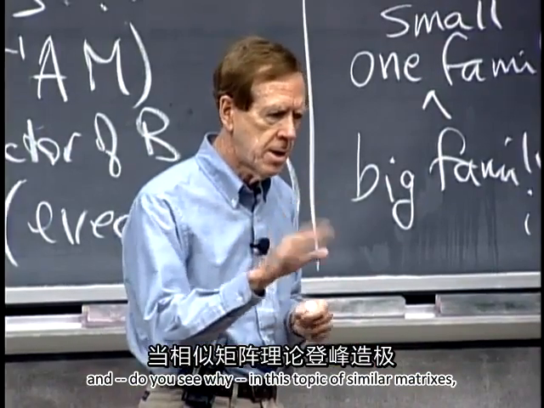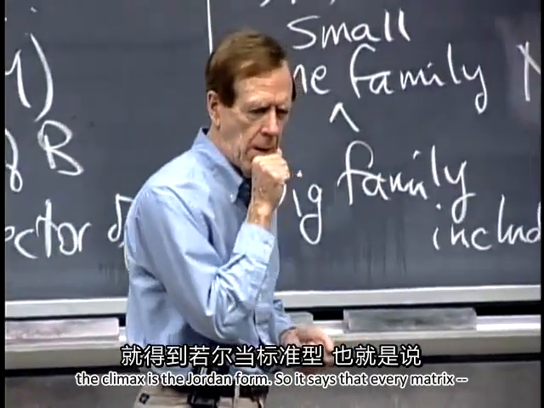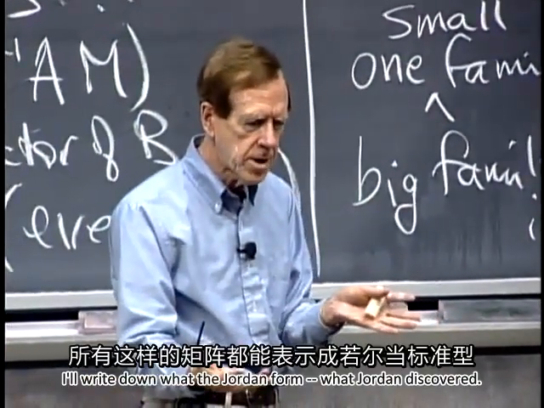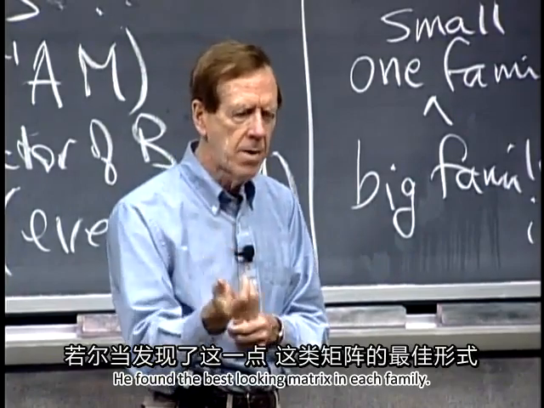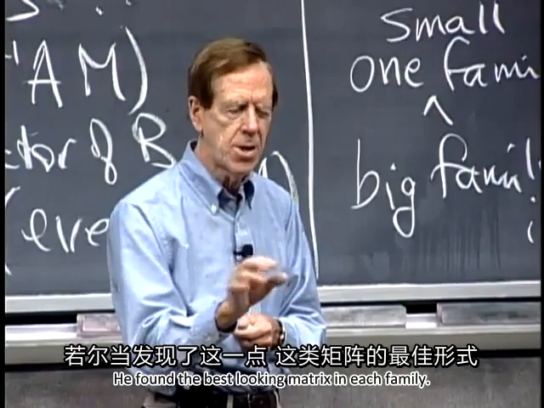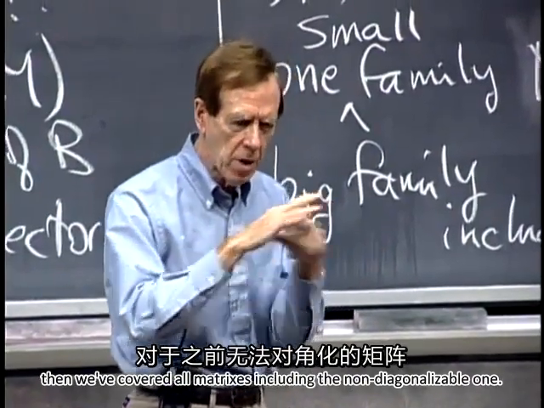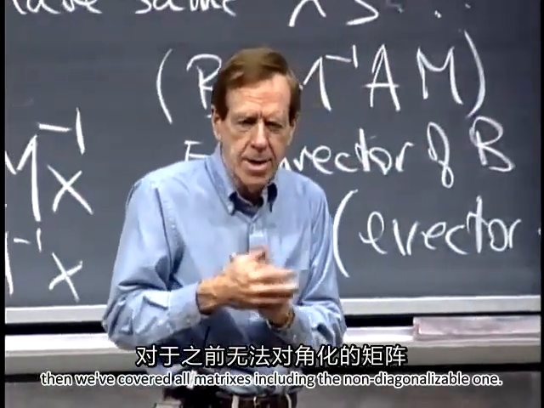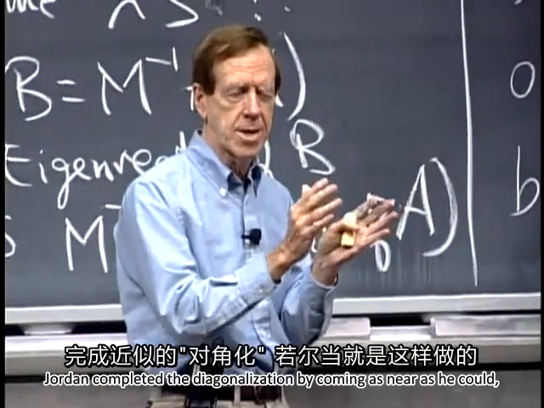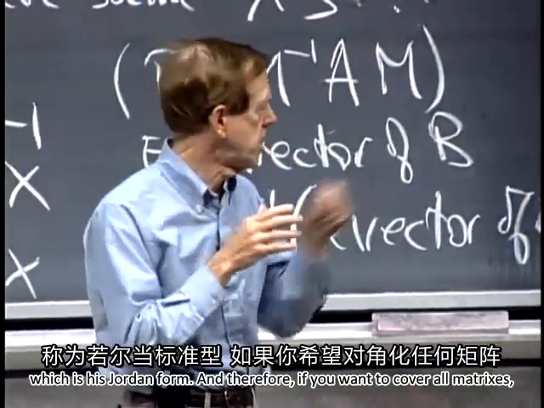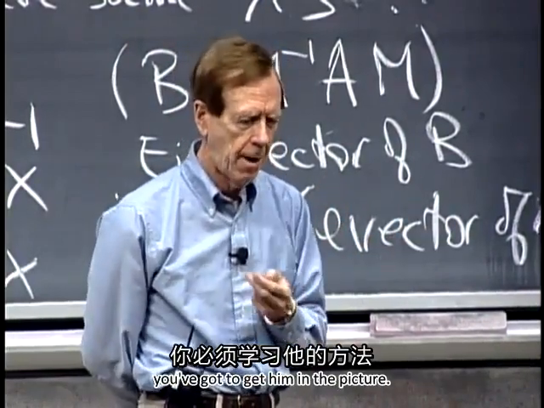So in this topic of similar matrices, the climax is the Jordan form. So it says that every matrix, I'll write down what Jordan discovered. He found the best looking matrix in each family. And then we've covered all matrices, including the non-diagonalizable one. That's the point, that in some way Jordan completed the diagonalization by coming as near as he could, which is his Jordan form. And therefore, if you want to cover all matrices, you've got to get him in the picture.